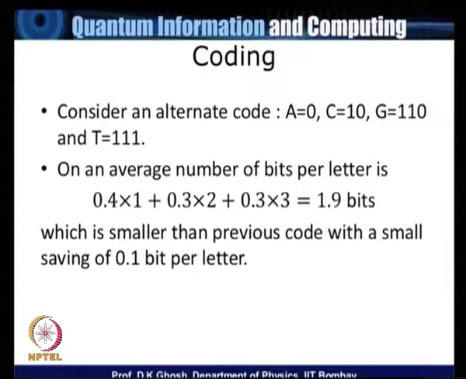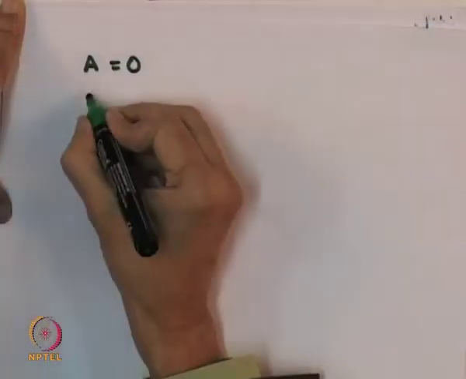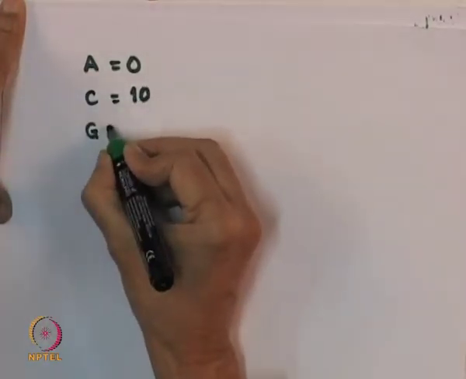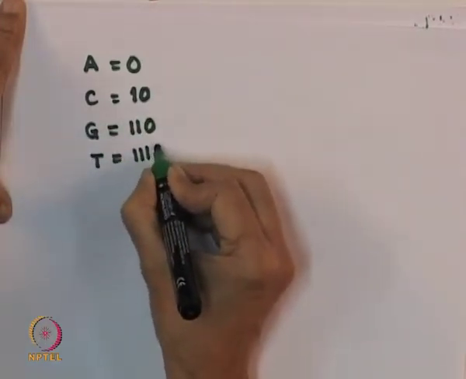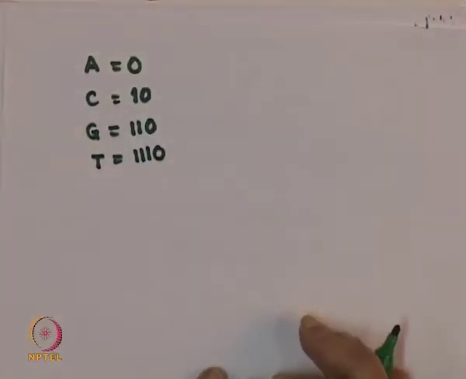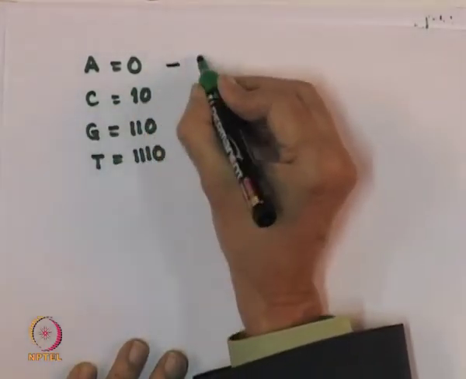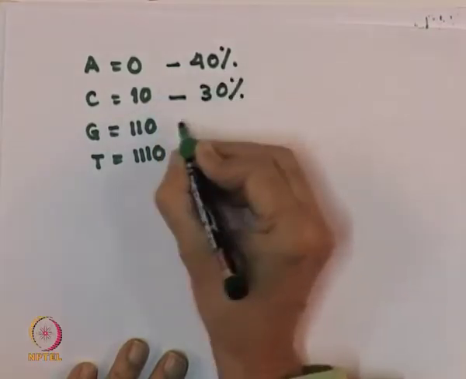Let us consider an alternative model in which what I do is this. I take the same probabilities of occurrence, but I code A by 0, a single bit, C by 1 0, G by 1 1 0, and T by 1 1 1 0. Notice I have just taken an abrupt scheme which I have cooked up. This, if you recall, was 40%, this is 30%, 15% and 15%.